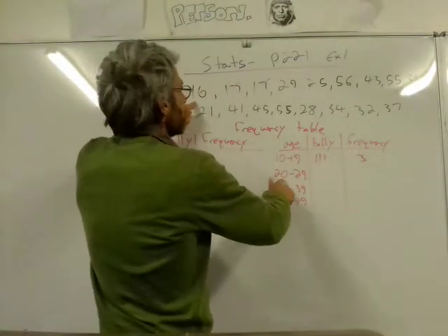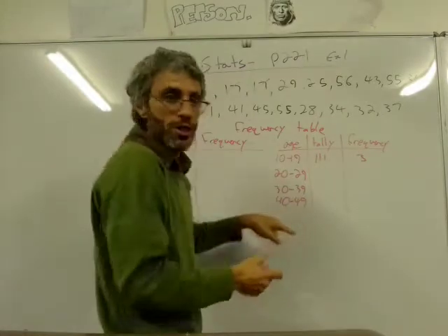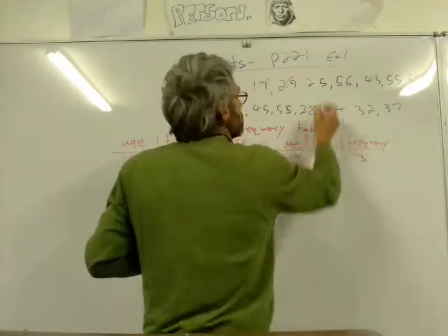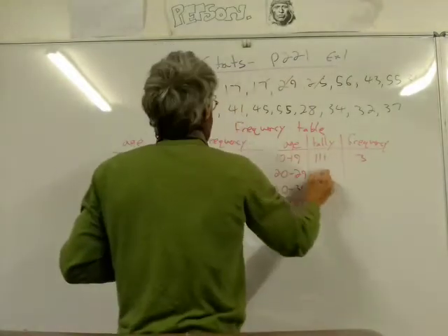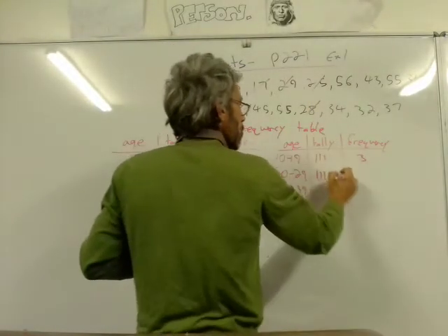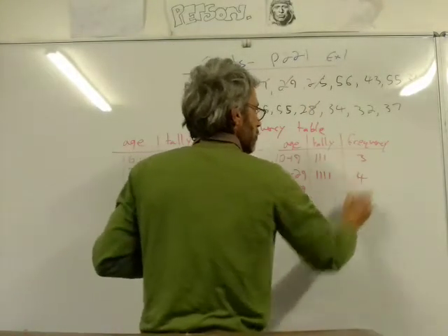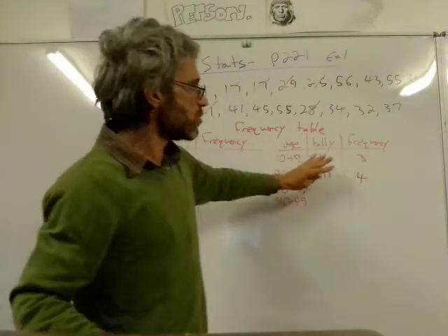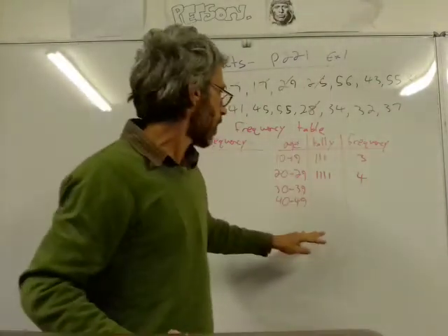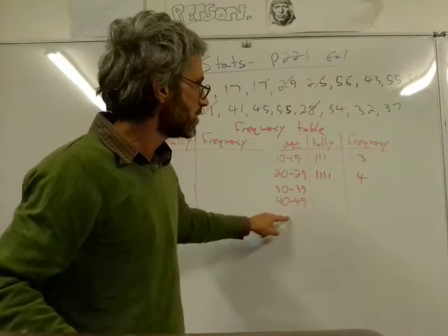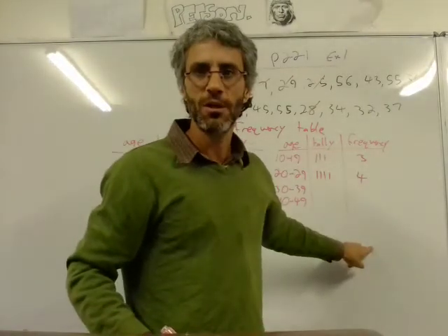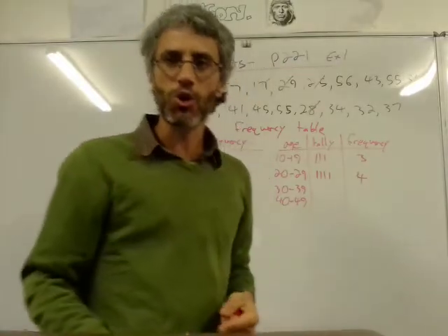20 to 29, okay, and it's including 29. So 1, 2, 3, 4. Okay, here we go, we got 4. And eventually, the tally is just to help us. Eventually what I need is the age groups, okay, and the frequency, okay. From that we're going to draw that graph.